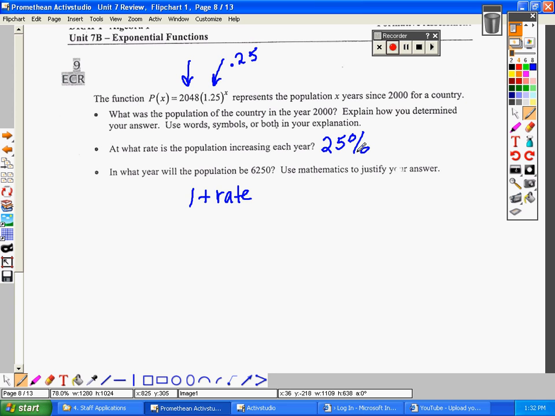In what year will the population be 6,250? I'm not going to go and do this one, but remember, they're giving you the y. So you're going to graph the equation, and you could simply look at your table to find out when y is 6,250.